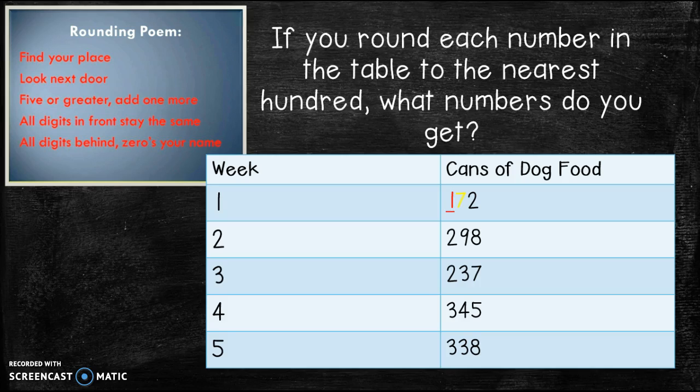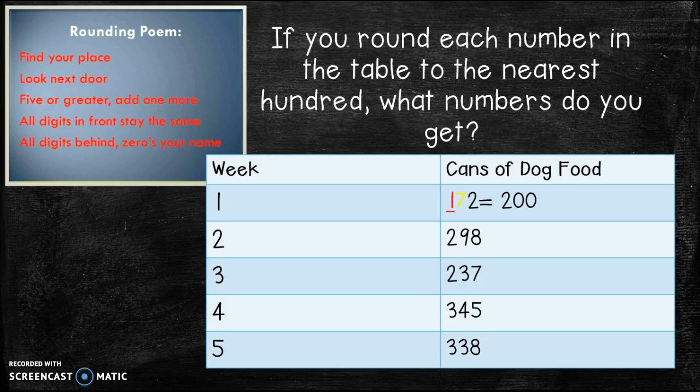Our next line in the rounding poem tells us what to do next. 5 or greater, add 1 more. Is 7 greater than 5? It is, so we need to add 1 more onto the 1. So that 1 will change to 2, and all digits behind zeros your name. So 172 rounded to the nearest 100 is 200.